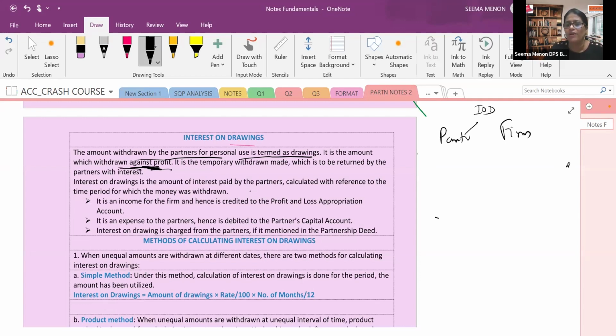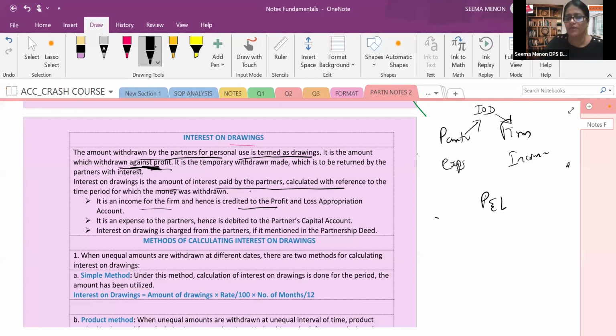Now, interest on drawings, IOD. Who will give? Partner will give. Who will receive? The firm will receive. So, firm के लिए क्या होगा? Income. Partner के लिए क्या होगा? It is an expense. Right? Now, interest on drawing is the amount of interest paid by the partner. It is an income for the firm, so it is credited to P&L appropriation. Anything that comes from the partner is to be recorded in the P&L appropriation. Anything given to the partner will also be recorded in the P&L appropriation.